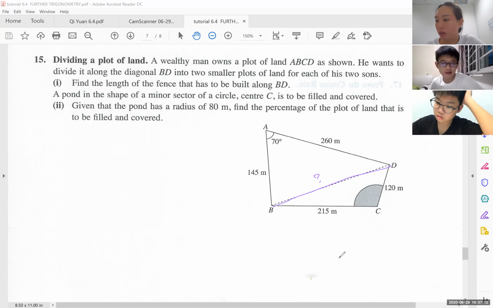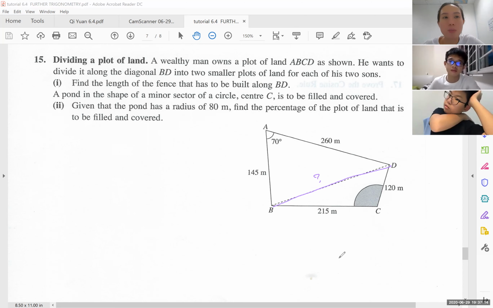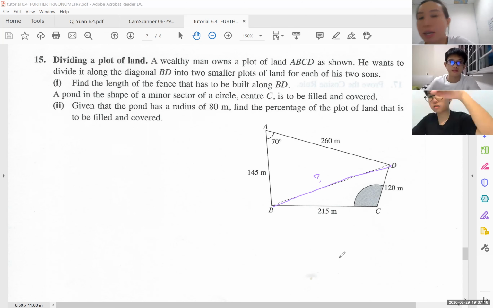What do you call that? The cosine rule. Yes, easy peasy. Now, part 2, what did they say?